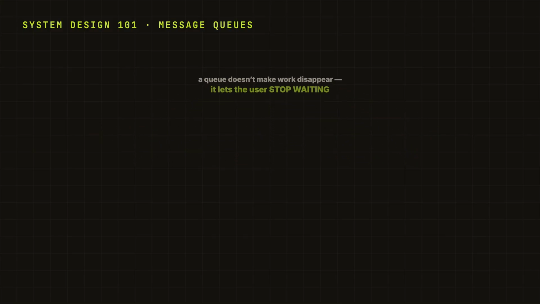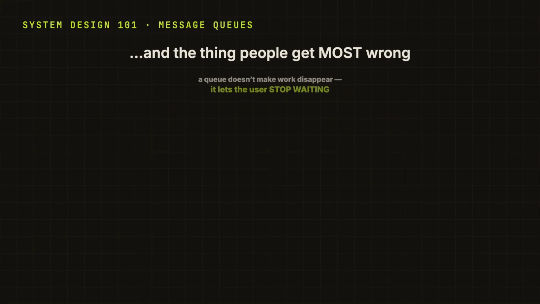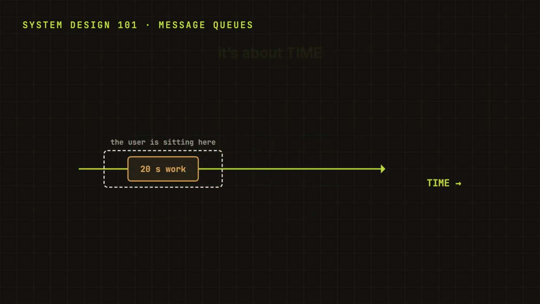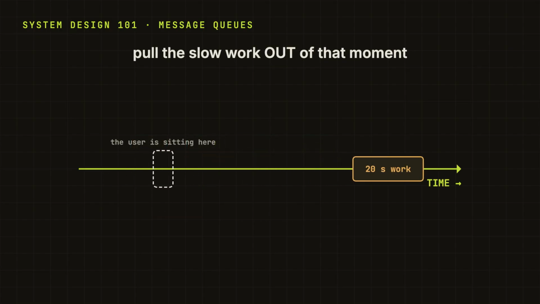And one more thing to plant right now, because it is what people get most wrong about this. It is not about machines or adding more servers. It is about time. Pulling the slow work out of the moment the user is sitting there waiting. A queue is about time.